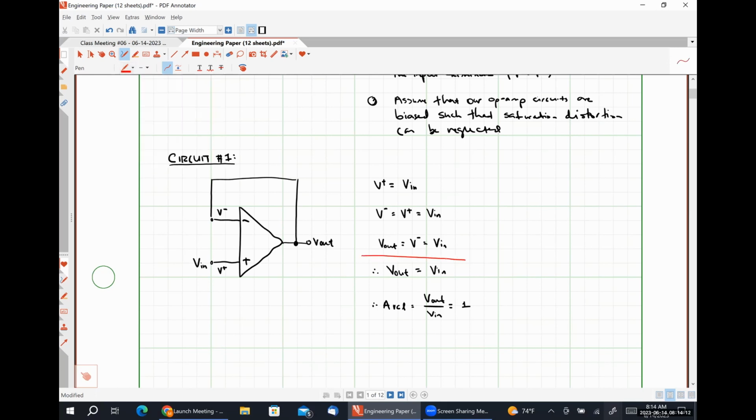So you may be asking yourself, why on earth would we bother making an amplifier that has a gain of 1, meaning that our input signal does not get scaled as it goes to the output. We get an exact copy of our input signal. This is what's called a unity gain buffer amplifier. Let me write that down.